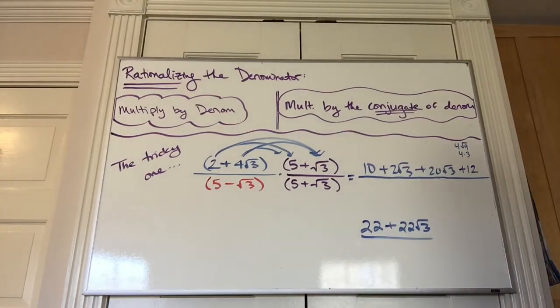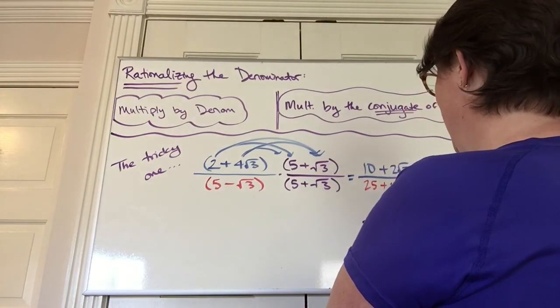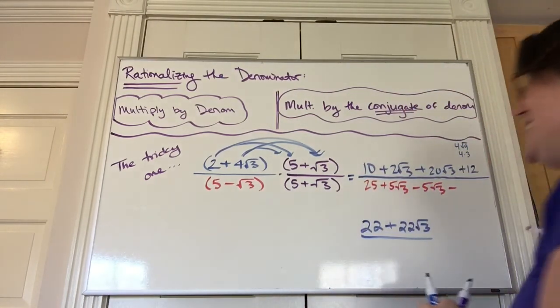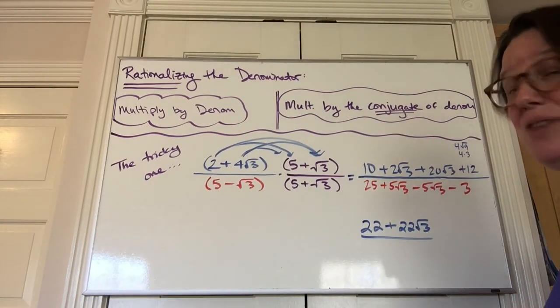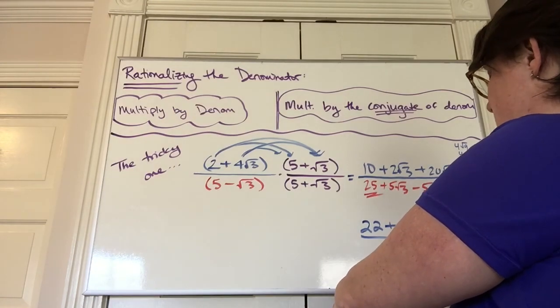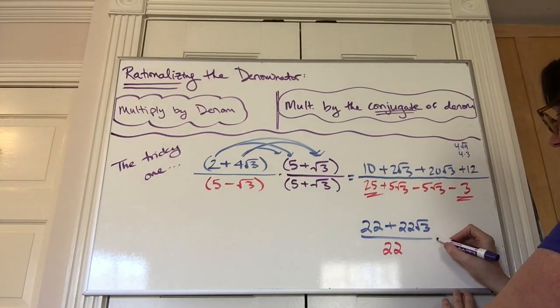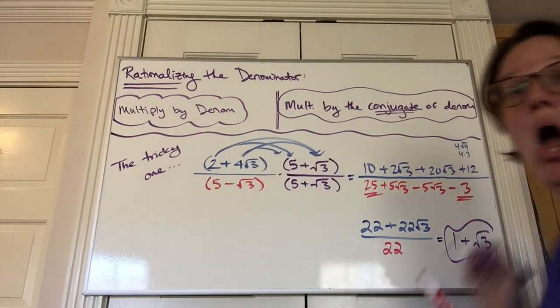Okay, on the bottom, when I go to FOIL, I'm going to have 25 plus 5 root 3 minus 5 root 3 minus the square root of 9, which is regular 3. The bottom is just going to become 25 minus 3, or 22. You are allowed to say, I can now divide everything by the bottom. I'm going to get 1 plus 1 times the square root of 3. Wow.